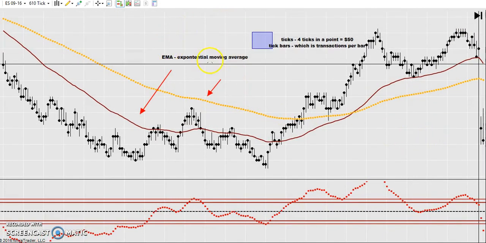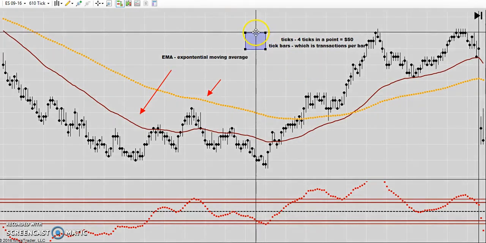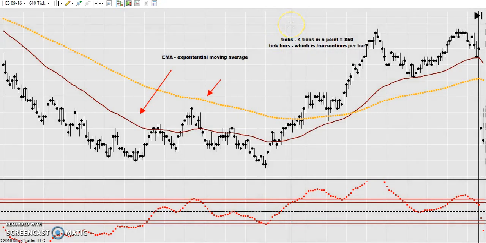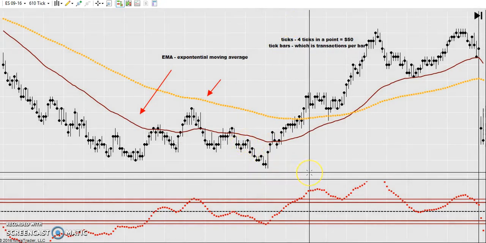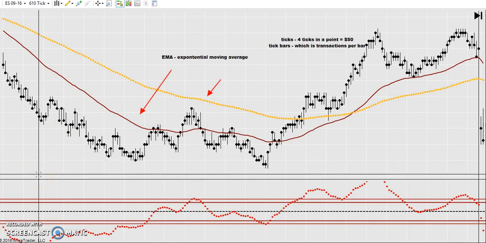So you don't need a lot of indicators. You can make it as simple as possible to understand where the market is going. You don't need flashing lights. You don't need a lot of other things. The easier, the better.